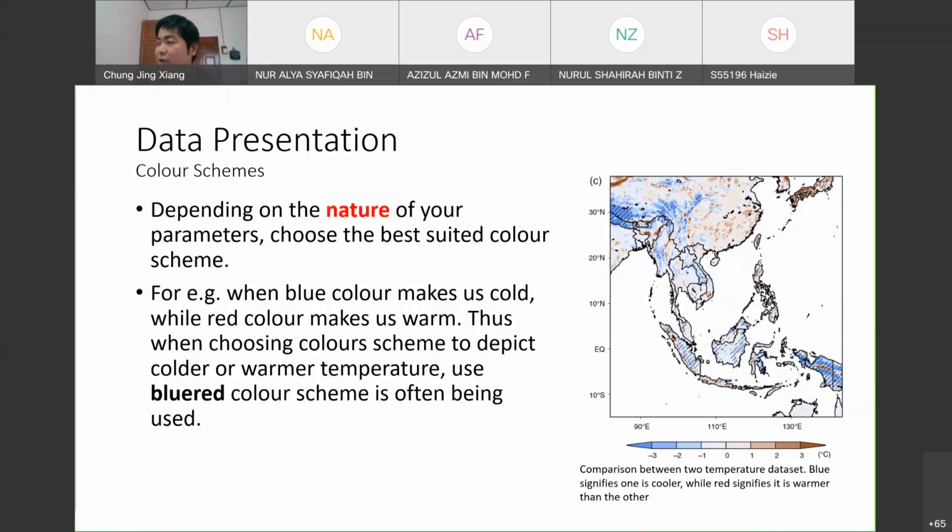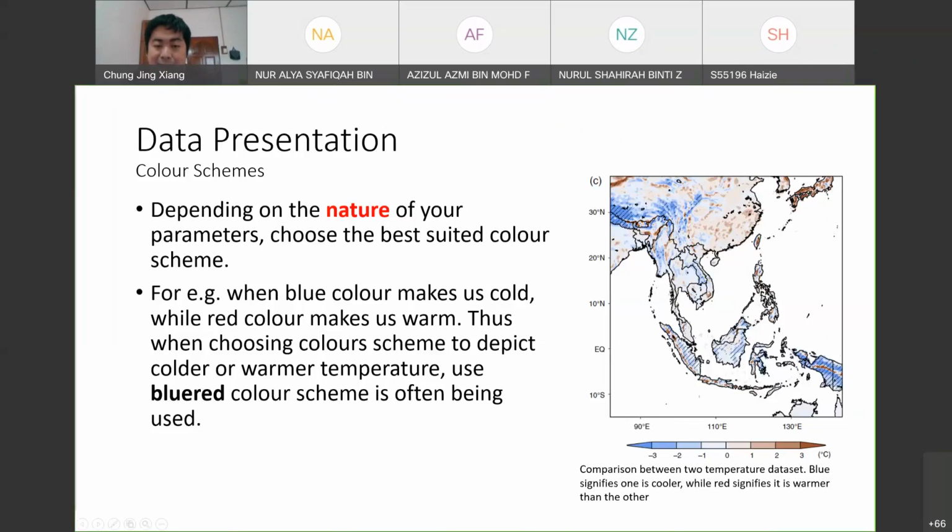So you just straight away look at this. You don't even need to look at the scale. You know, blue means cold, red means warm. It's very intuitive. So this is how you choose your color scheme based on the nature of your data.